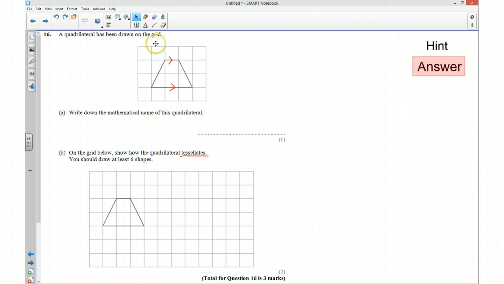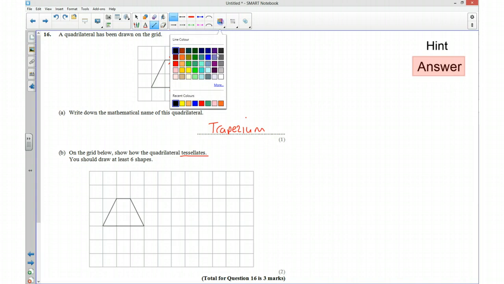Okay, I'm now going to go over the answers to the question. So the first shape, this particular shape here with one set of parallel sides, is called a trapezium. That's how you spell the word trapezium. Okay, so we want to see how many of these trapeziums can tessellate. We need to draw 6 of these shapes.